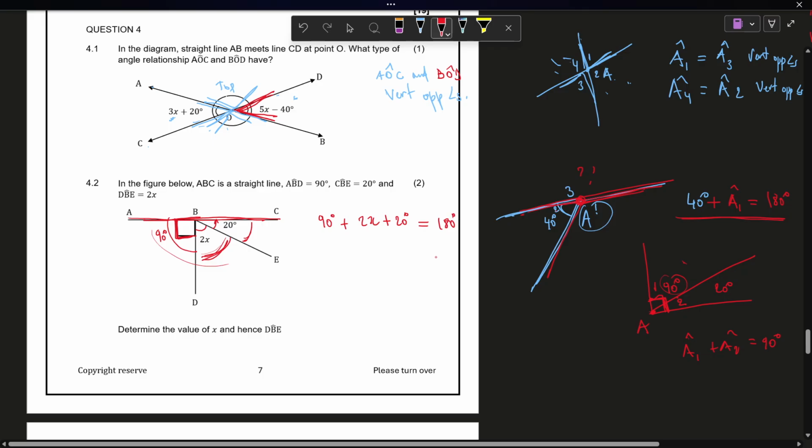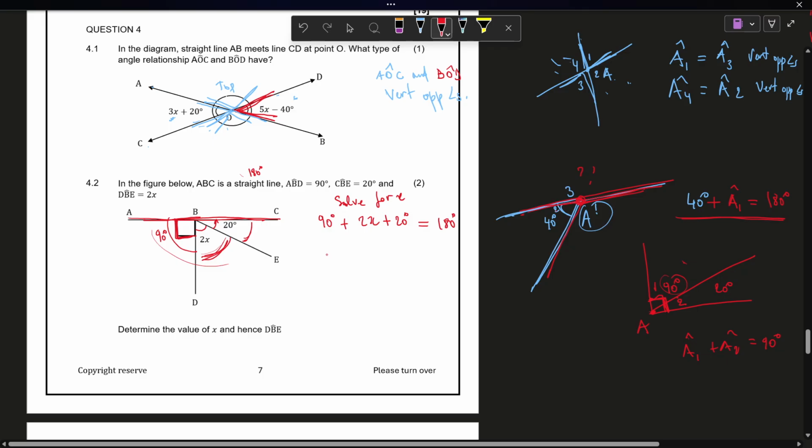And now it's easy for us to solve for this. But what are we asked here? They say in the figure below, ABC is a straight line. So we know we have 180 degrees here. This is 90 degrees, this is 20 and 2x. Determine the value of x. So what we've got to do is just solve for x here.